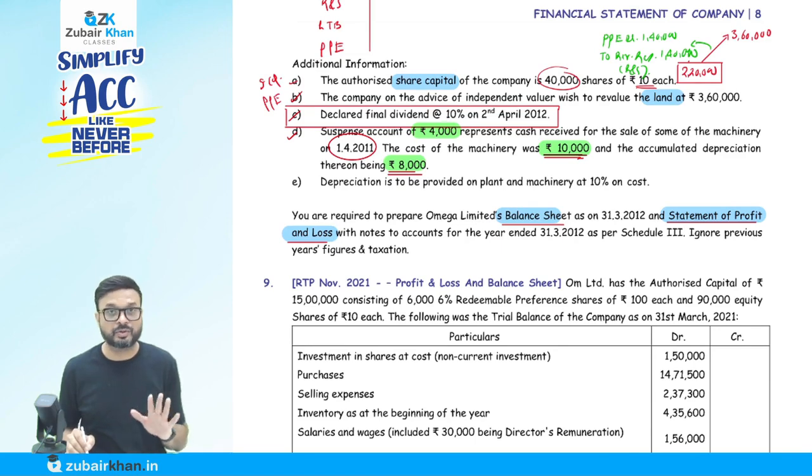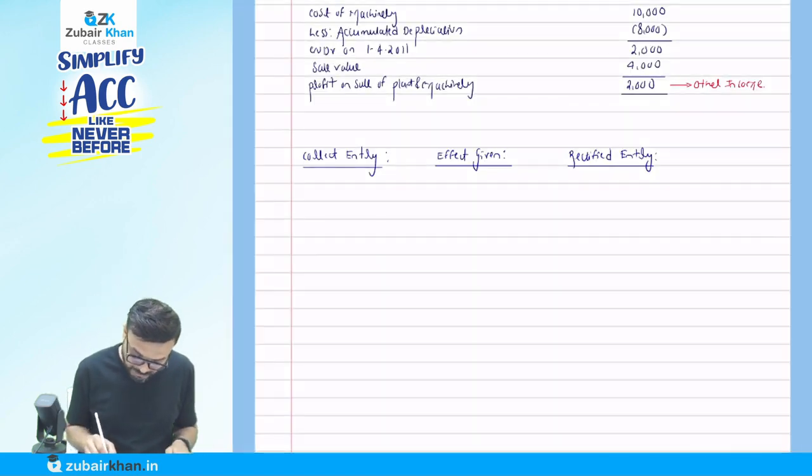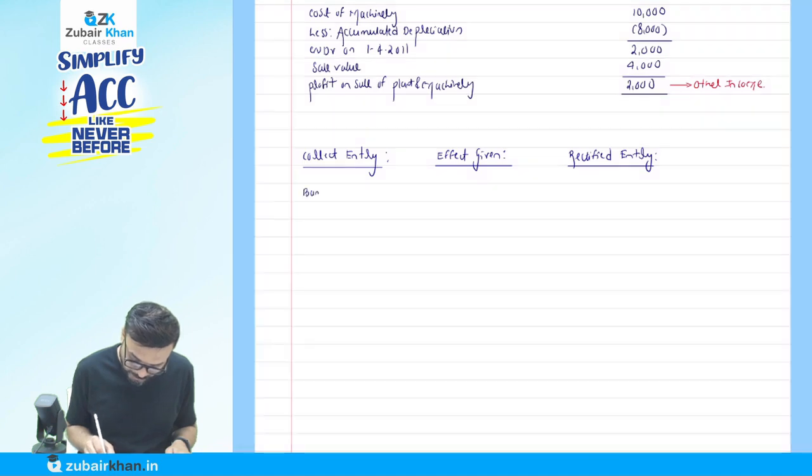So the cash account should be debited. What is the correct entry? When you sell the machinery, the cash or bank account should be debited, that is 4,000. But when you sell the plant and machinery, what is the written down value of the plant and machinery? It was 2,000. So how much is the profit we have? Profit on sale. How much was the profit on sale? It was 2,000. It will come in profit and loss.